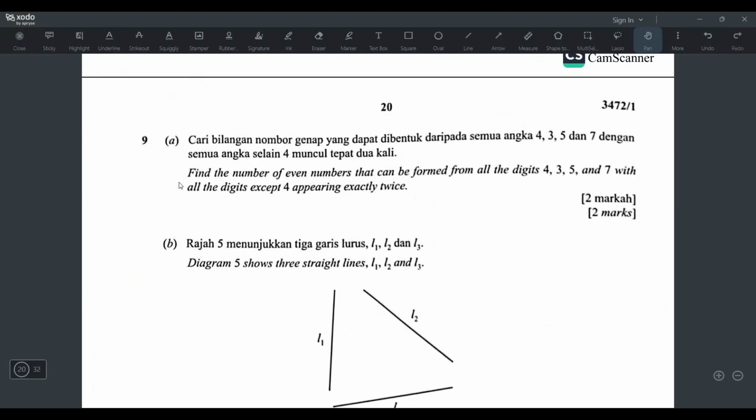Okay, let's continue with number 9. Which chapter is this? All right, I think I see it already. This is from chapter 5. And which chapter is this? Chapter 4. It's called the permutation and combination chapter, the P and C chapter.